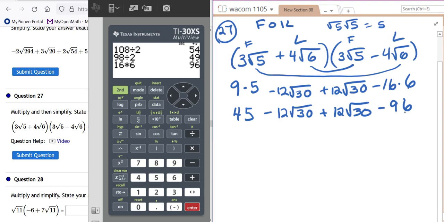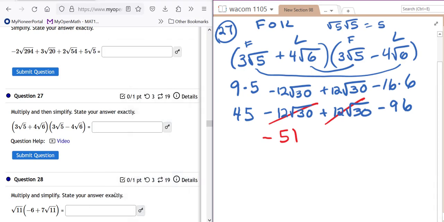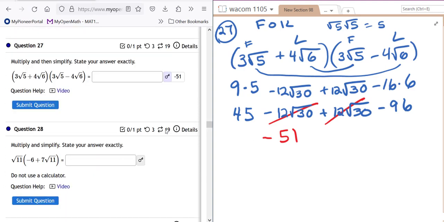Right, and then you're going to put the pieces together. You'll notice that this is minus 12 square root of 30 plus 12 square root of 30. They are canceling. So what we have left is 45 minus 96 is negative 51. Good. These were called conjugates. When you have the same pieces in the binomials with opposite signs, the outside and inside will cancel. That's a special thing there.